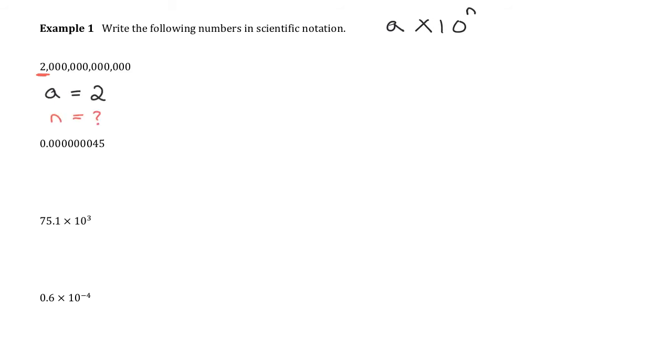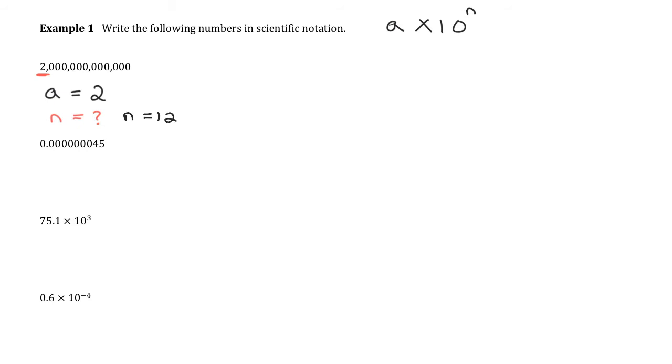I don't know that. But we can easily figure it out by counting. How far do I have to go from the decimal point to being next to this 2 here? I can count the number of zeros, so that's 3, 6, 9, 12. The value for n is 12.